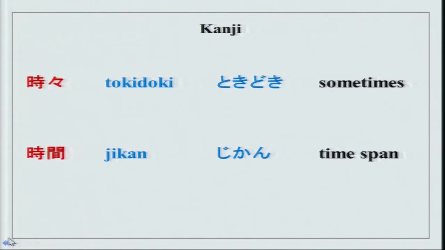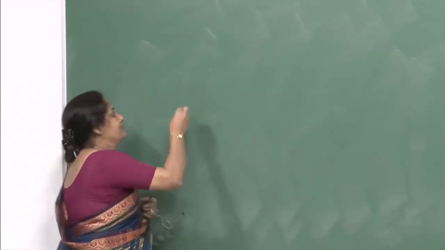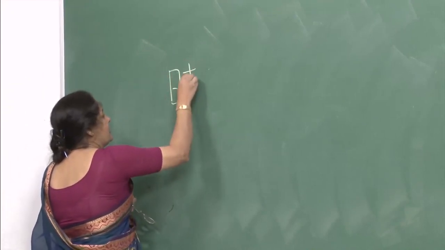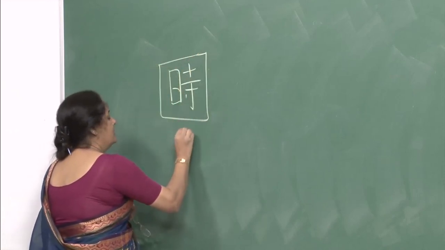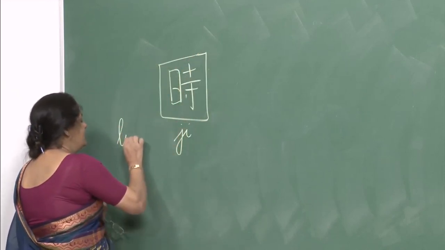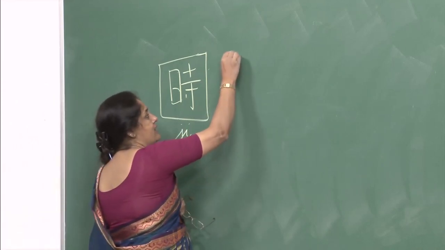Now we have another word, jikan. This word also you have done. You know the word. You have seen the kanji also. Next time when you see this character in red over here, you will know what it is. It is jikan. So I'll draw it for you again. Ji we did just now as toki. Now another reading is ji. One reading we did just now was toki, another reading is ji. Jikan.